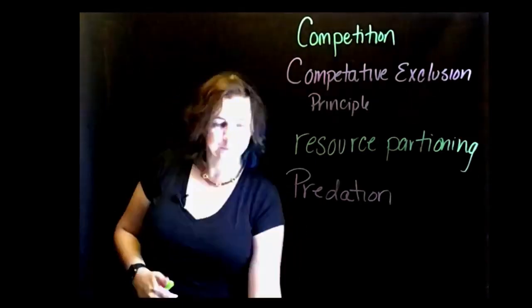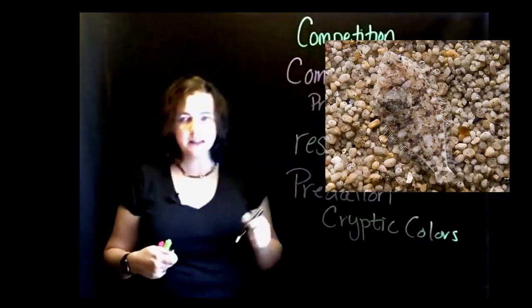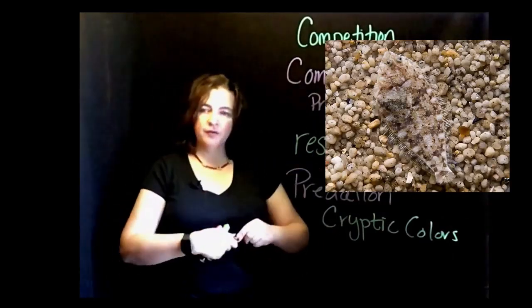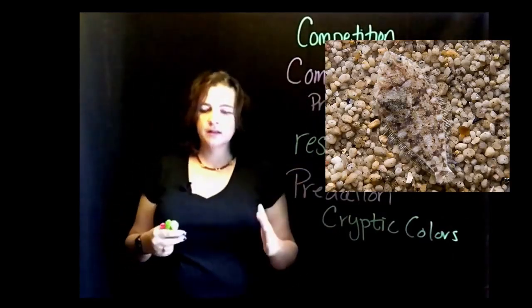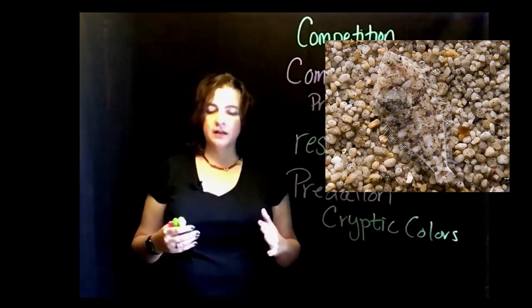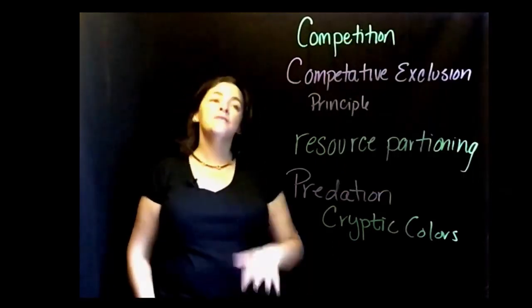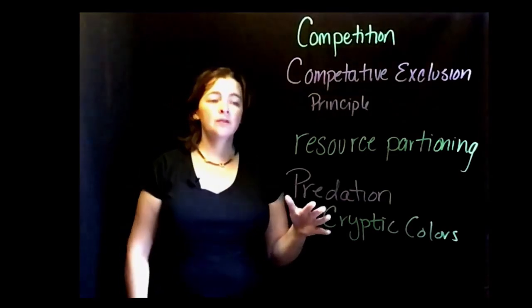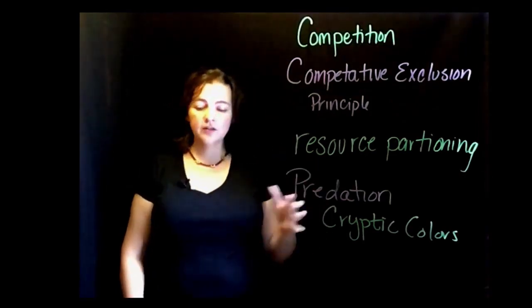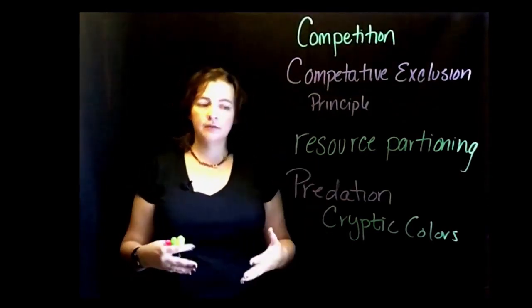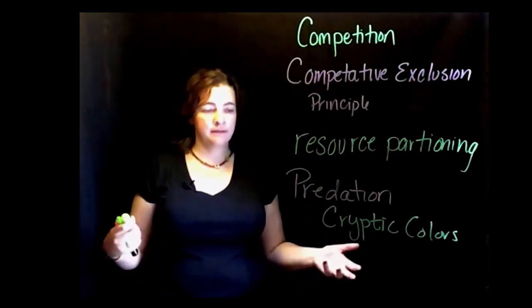cryptic colors. Take a look at this picture here. This is a picture of a fish. It very well blends in to the bottom of the ocean, so you can't really see it, and if you can't be seen, then you can't be eaten.